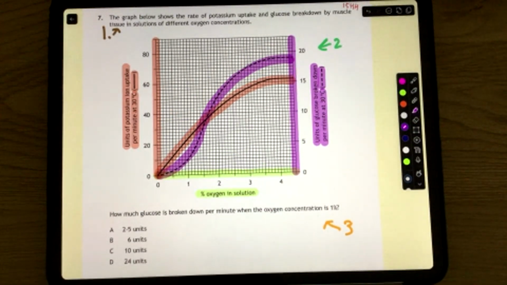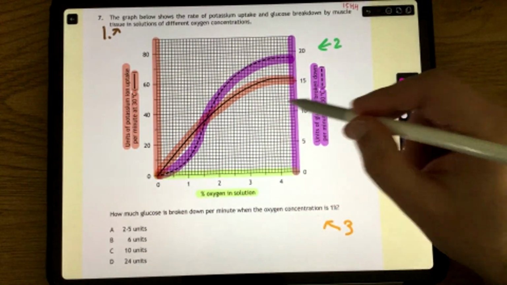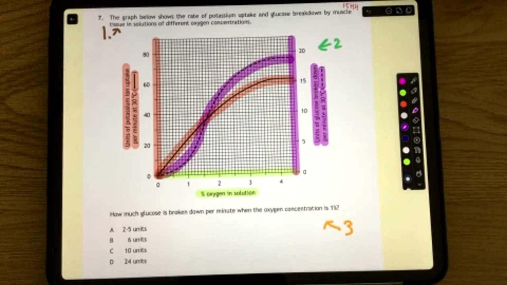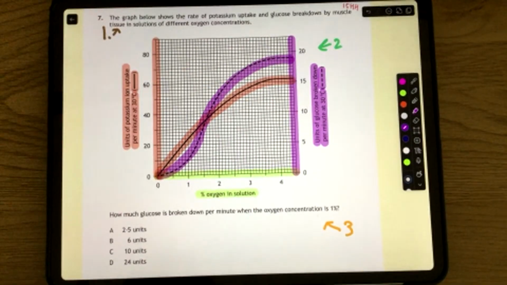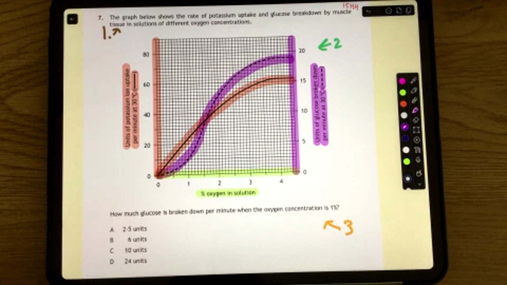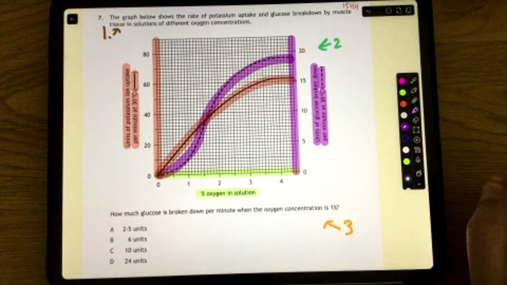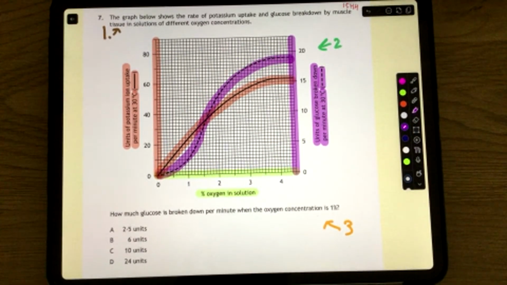Okay, so if ever we're going to be asked about units of glucose, we're going to go to the dashed line and then we're going to take a reading from the right hand side of the graph, okay, not the red at the left hand side, because that is a completely different scale. It's not relevant to the units of glucose broken down. Right, that completes stage 2. Okay, so stage 2 is now complete.